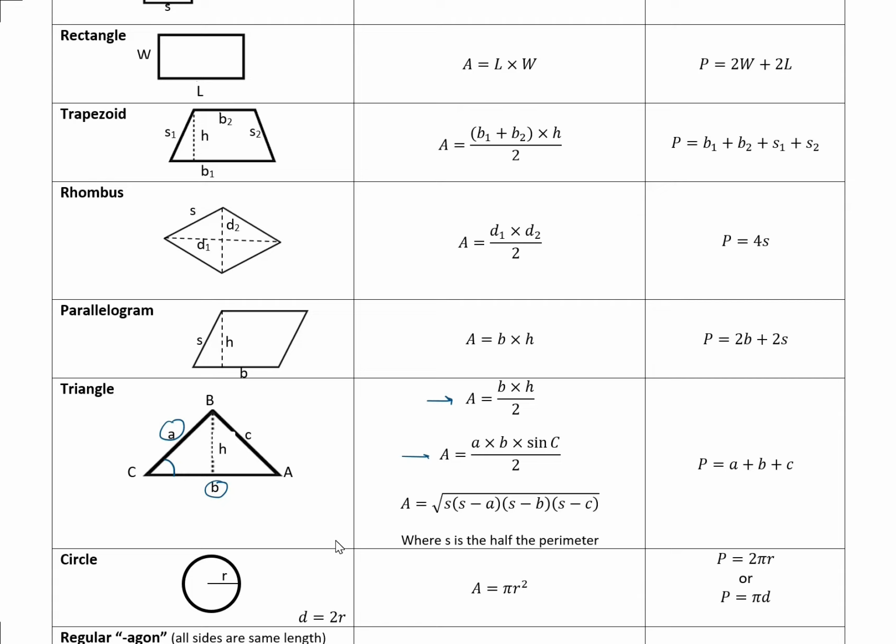Remember last year when you were doing sine law, right? Sine, it's a function, it's a button on your calculator. And so you would do the length of side A times the length of side B times sine of angle C and divide all of that by 2.